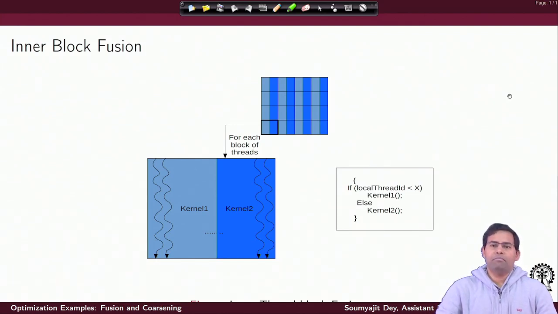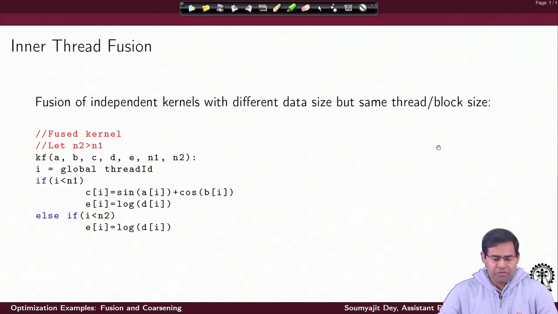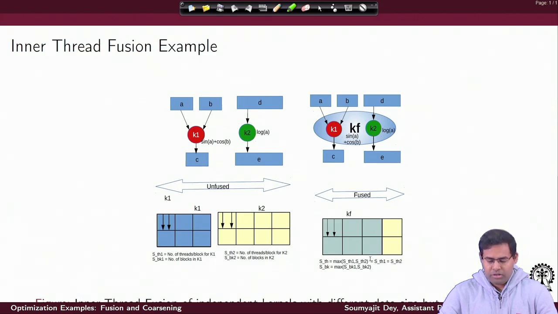The idea of inner thread fusion was very simple. We were just increasing the per thread activity, by making the thread do work for two or maybe multiple data points. If you look into the example that we had, this was our sample program for inner thread fusion. We applied it on independent kernels in two cases. One was the same number of blocks and the same number of threads per block, and then we said let's allow a different number of blocks for the two kernels while we keep the number of threads per block the same, and then we generalized the concept.